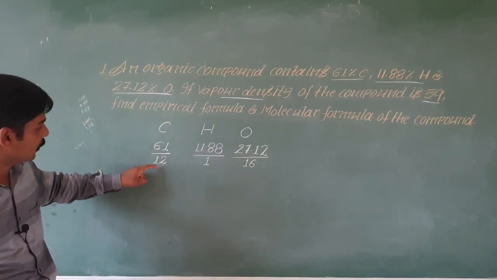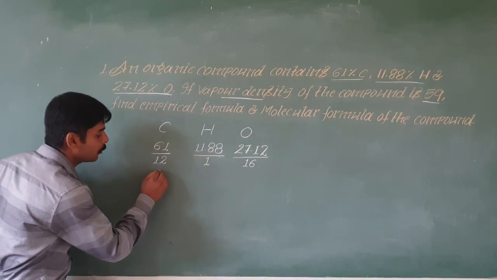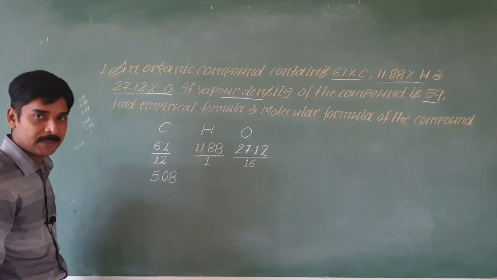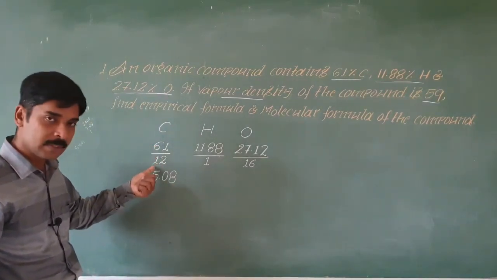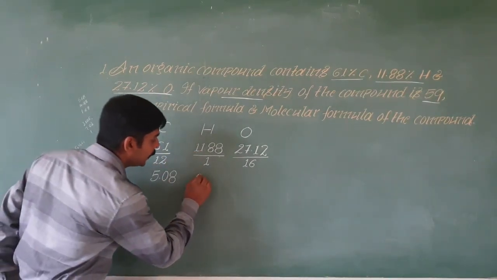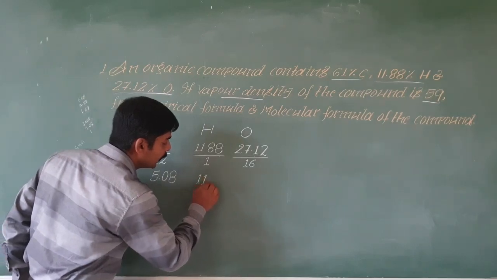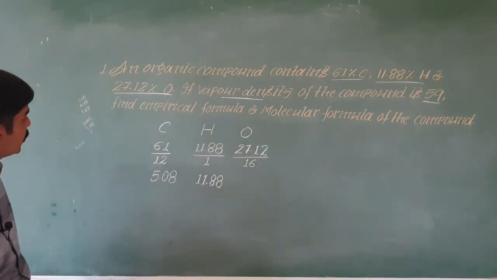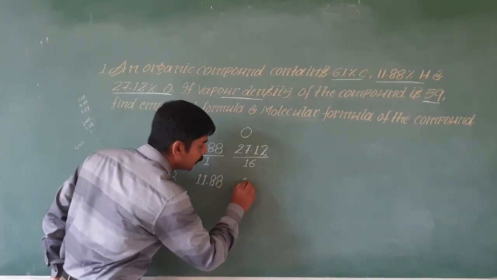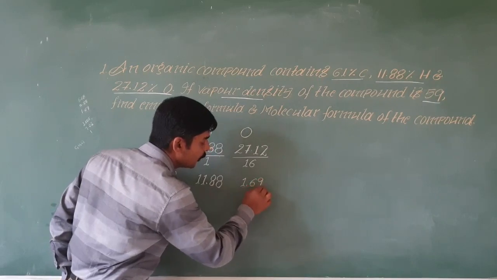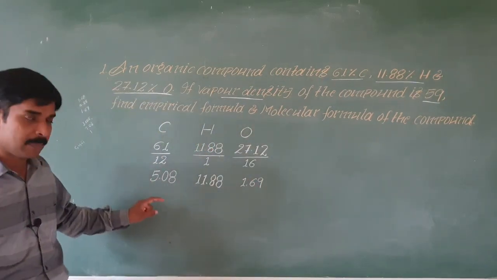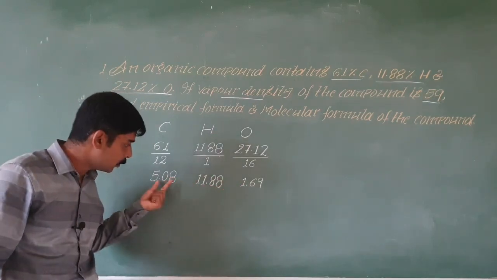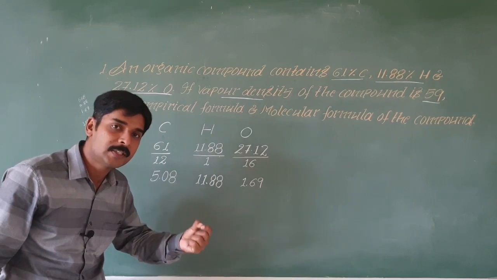So, when you divide 61 by 12, you will get 5.08. You can use a calculator to do this. Okay. Next, 11.88 divided by 1 is 11.88. Next, 27.12 divided by 16 will come around 1.69.